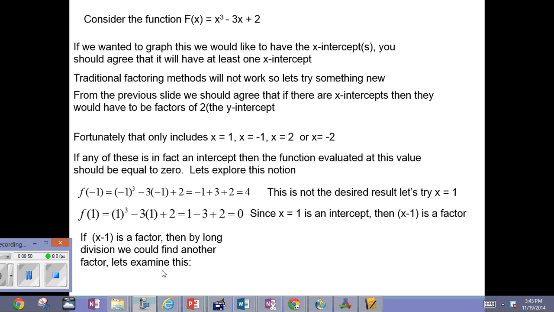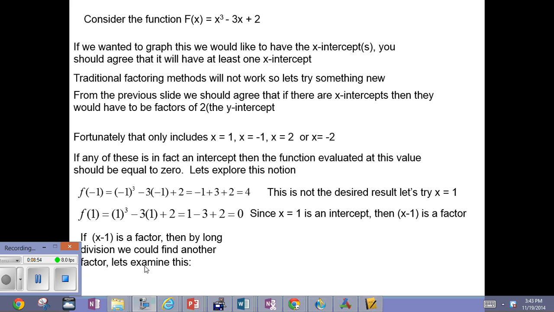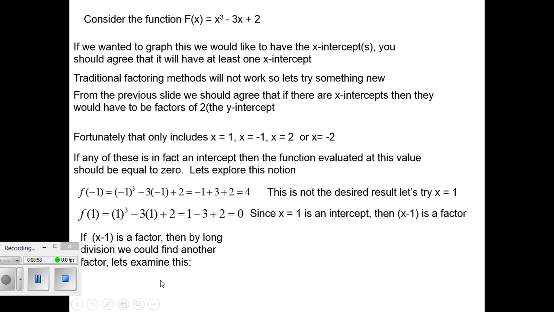We had you view Mr. Kahn's method of long division. It's not his method, but he illustrated some long division. So we should agree that if we have one factor, long division into this polynomial should produce a quadratic. This is a cubic divided by a linear. The result should be a quadratic, and hopefully from that.